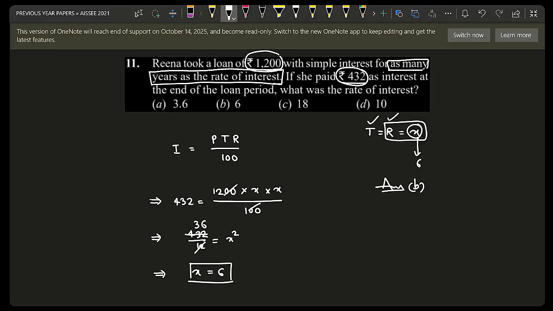Okay. Sir, why did you get the 1200 here? 1200 is given, no, the principal. How much amount did she take as a loan in the beginning? 1200. Okay, sir. Thank you. Read the question properly.